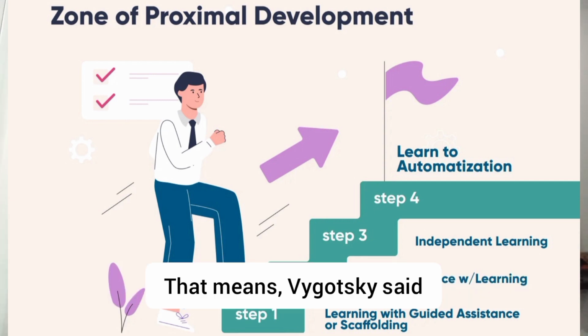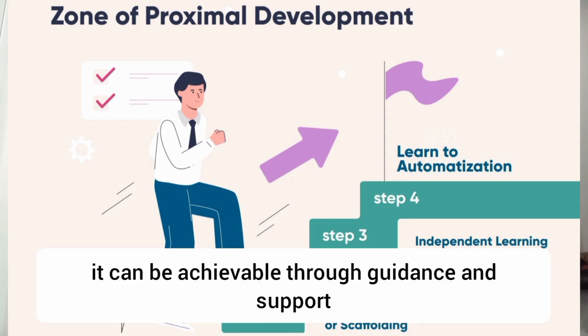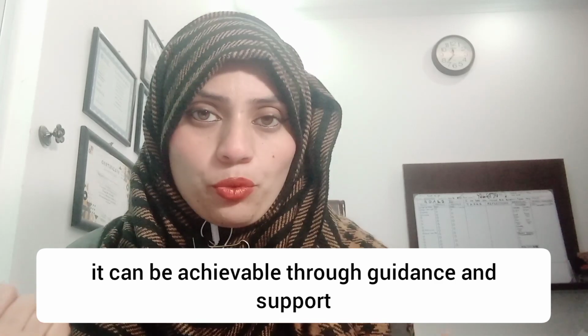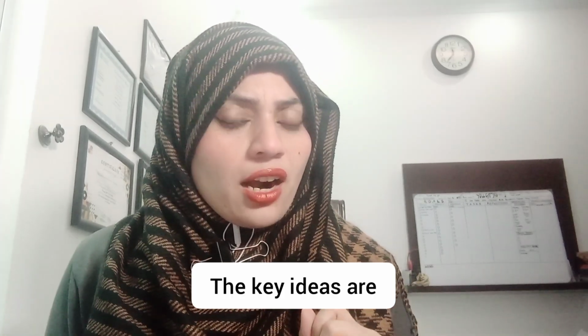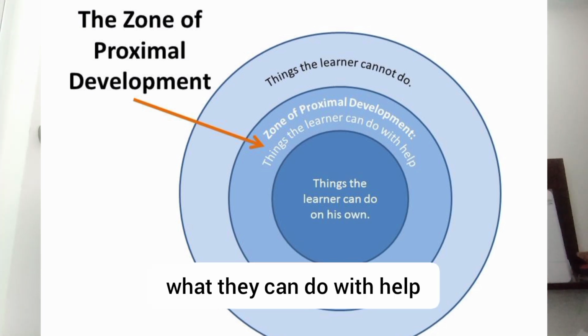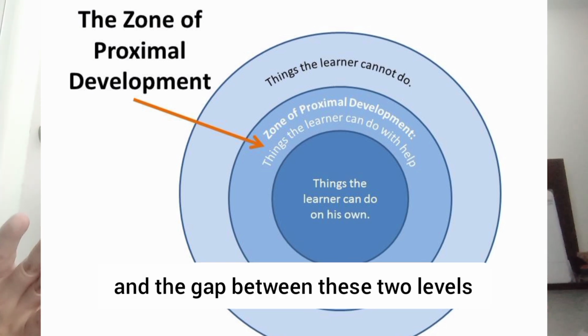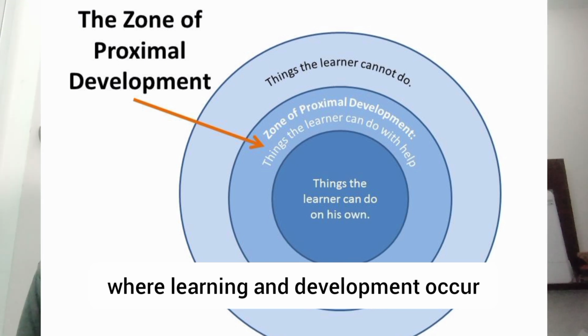That means Vygotsky said that if a child has a task which is difficult, it can be achievable through guidance and support. The key ideas are what a learner can do alone, what they can do with help, and the gap between these 2 levels where learning and development occur.